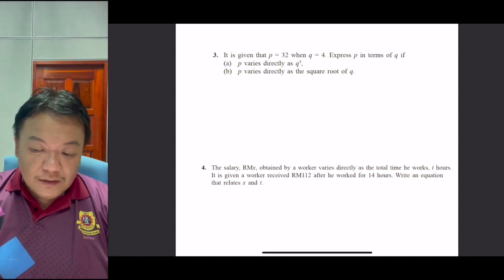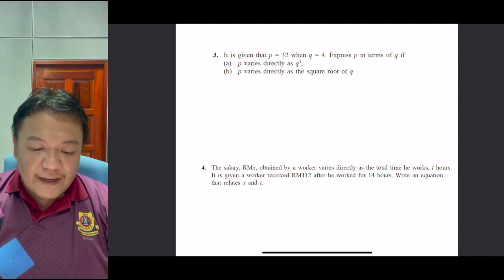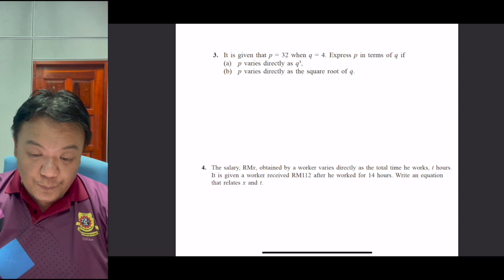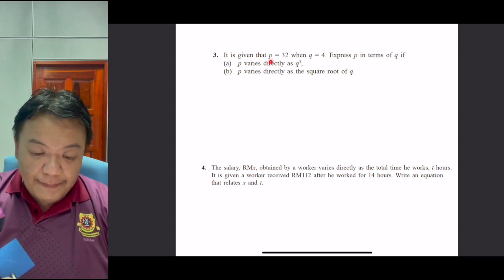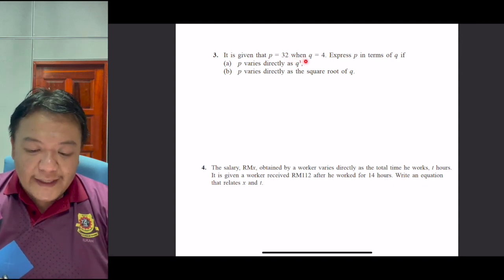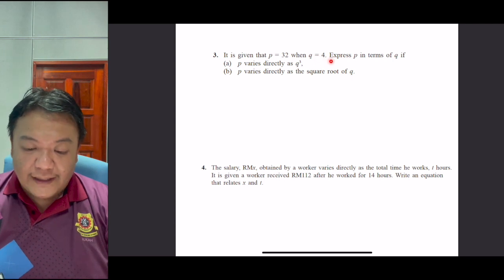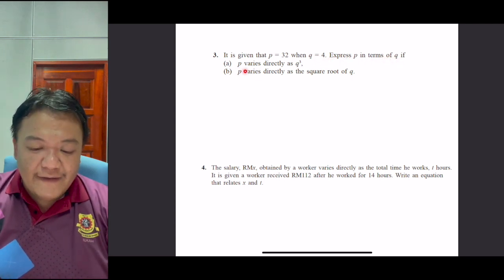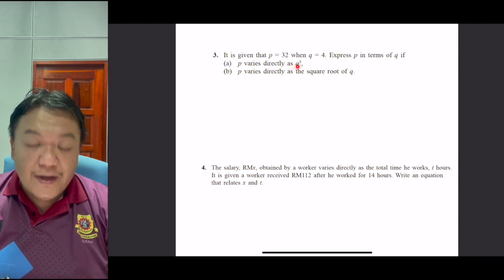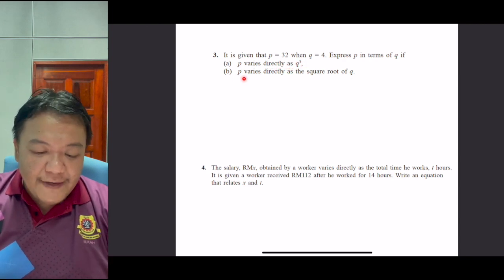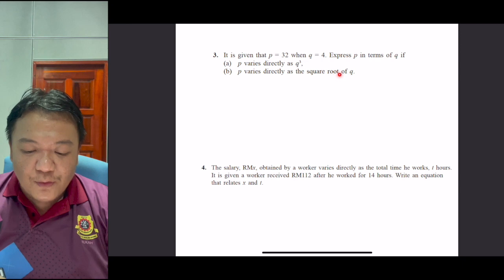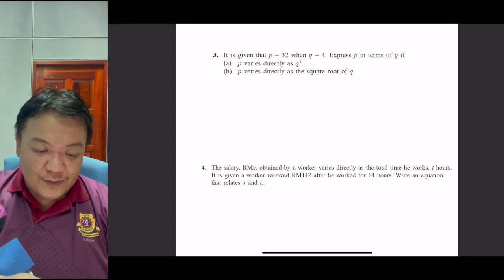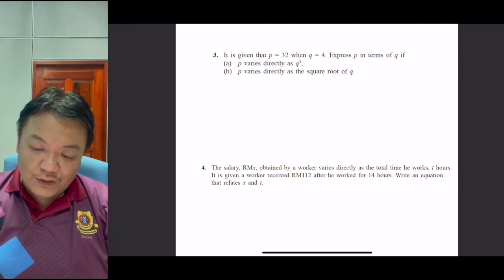Number 3, it is given that P is equals to 32 when Q is equals to 4. Express P in terms of Q if A, P varies directly as Q cube. B, P varies directly as the square root of Q. Let's try to answer the first question.